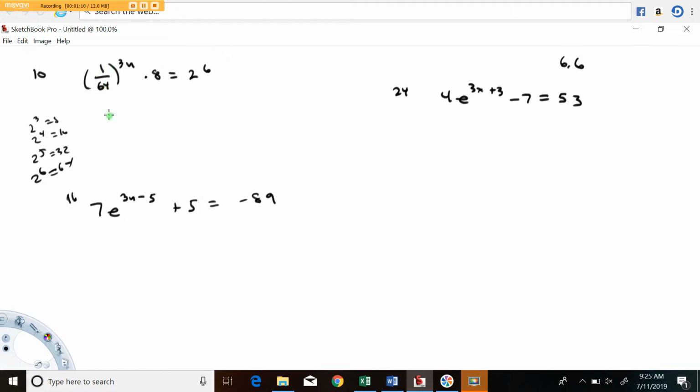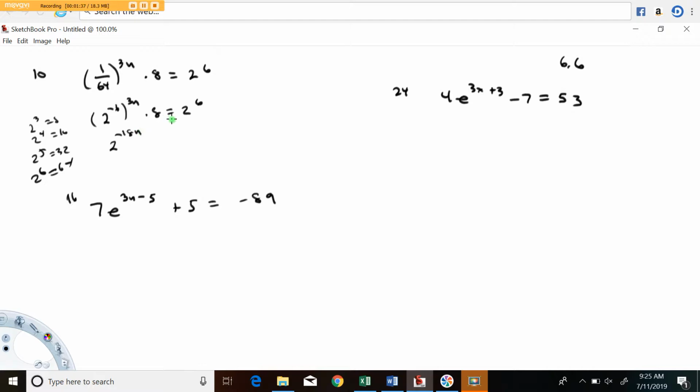So this can be written as 2 to the minus 6th, to the 3n, times 8 equals 2 to the 6th. Right? Now, when you raise a power to a power, you multiply exponents. So this now can be written 2 to the minus 18n.